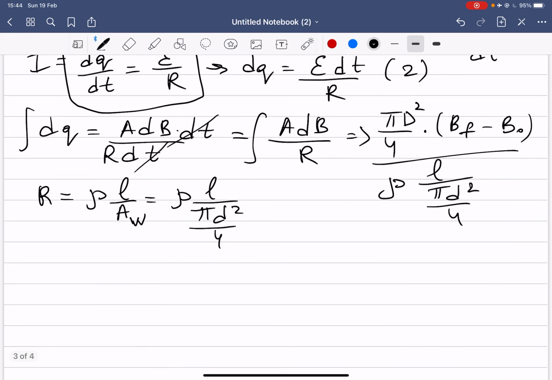So finally, when you integrate this one, you will get the total Q, which is equal to pi D squared over 4 times B final minus B initial, divided by the resistance, which is rho times L over pi small d squared over 4.